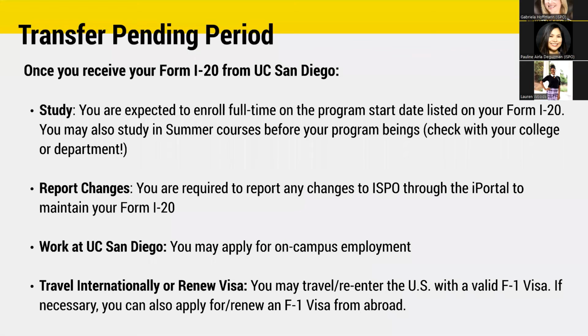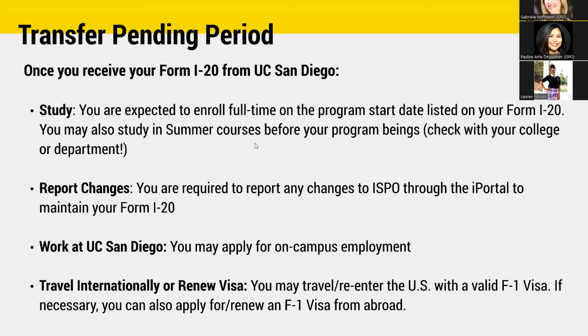So let's talk about the things you can do once your SEVIS record has been released to UC San Diego. This is known as the transfer pending period. So once you receive your Form I-20 from UC San Diego, we've completed the transfer. You're essentially just waiting for your new program to start here at UC San Diego. Here are some things you can do while you are waiting. Number one, you can study. So you are expected to enroll full-time as of fall quarter or whatever program start date is listed on your Form I-20 from UC San Diego.